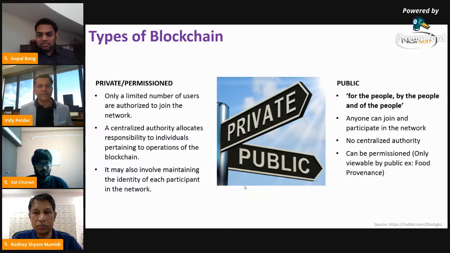And it makes sense, because if I am doing business, if I am an organization or an entity, I would only want to connect with people who are within my network of business partners or my business supply chain partners. I don't want everybody else to be part of it, right? So that's why we have the permissioned blockchain as well.